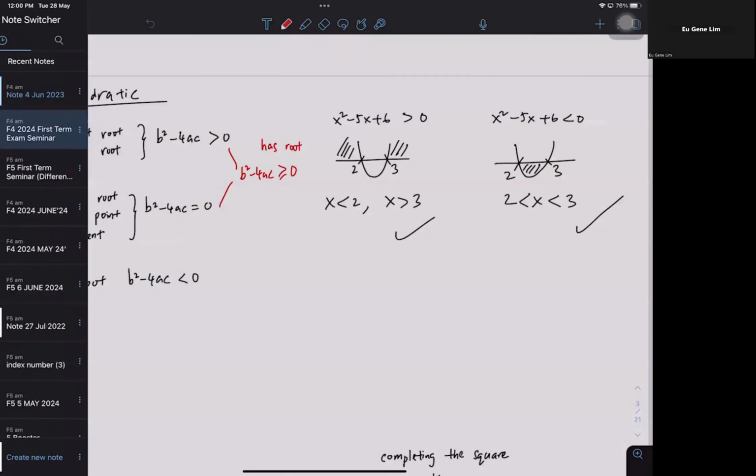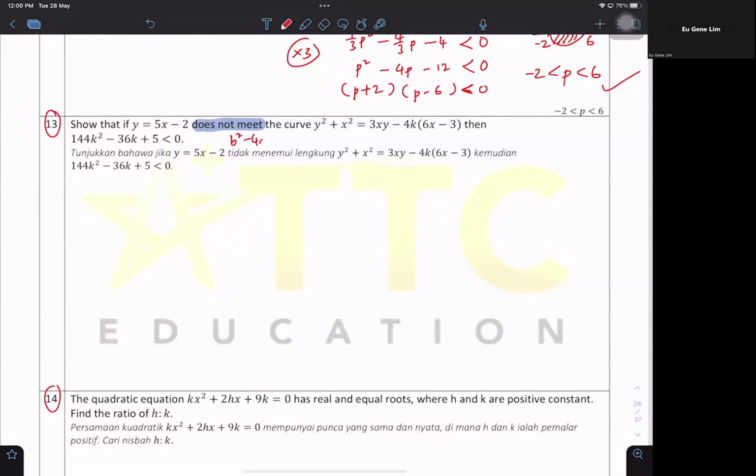So this one you know b square minus 4ac smaller than 0, no root. You can go back home and try. You must do b square minus 4ac smaller than 0. But before you do formula, what should you do first? Yes, very good. You should sub, because you got two equations. Whenever you have two equations, you should substitute first, right? This one you sub like this.